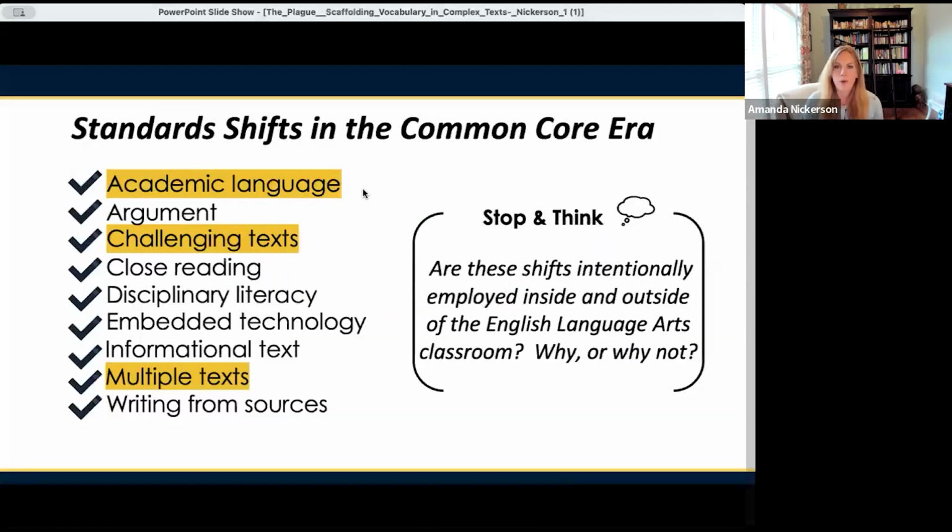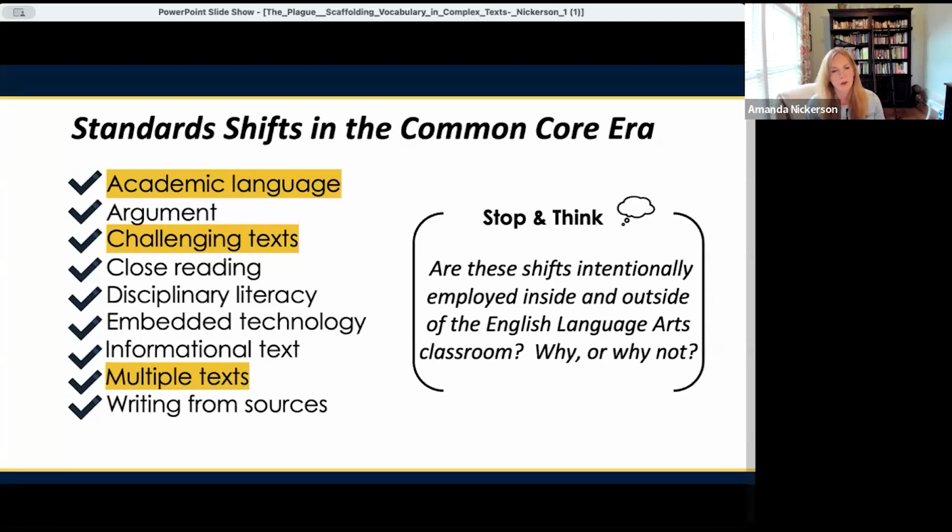All right, so we are going to start by talking a little bit about those standard shifts that happened around 2010 when the Common Core came into fruition. So if we can think back, all of the items on this list were significant shifts and punctuations when we saw the Common Core come into existence. Now, if you look really closely at the three highlighted words or phrases on the slide, these are three relevant concepts that relate to vocabulary that we're going to look a little bit more closely at during this presentation.